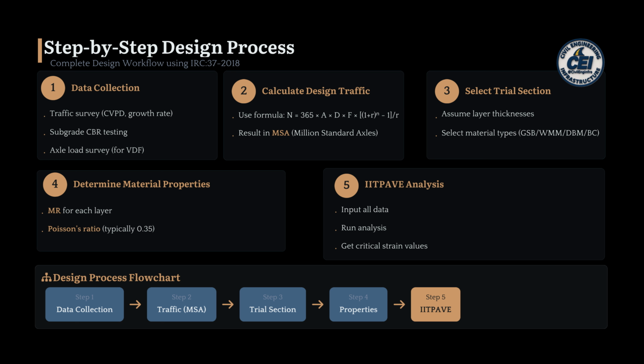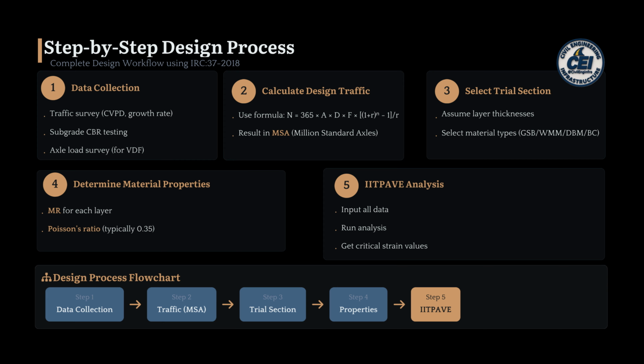Step 4. Determine material properties. Assign elastic modulus, E, and Poisson's ratio, mu, for each layer. Calculate subgrade MR from CBR value. Select modulus of bituminous layers based on design temperature.